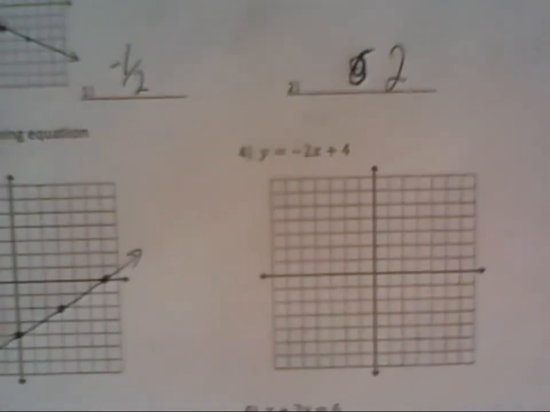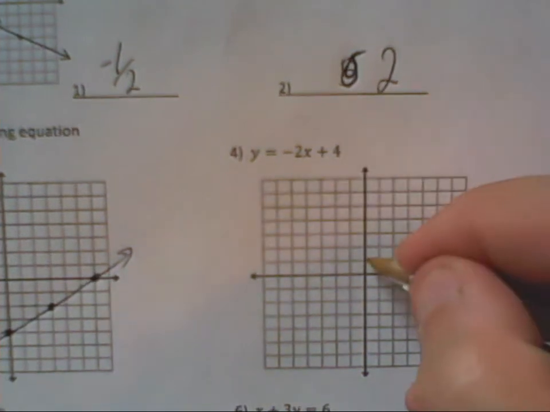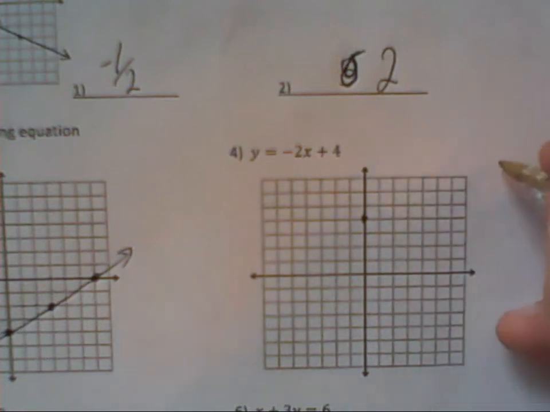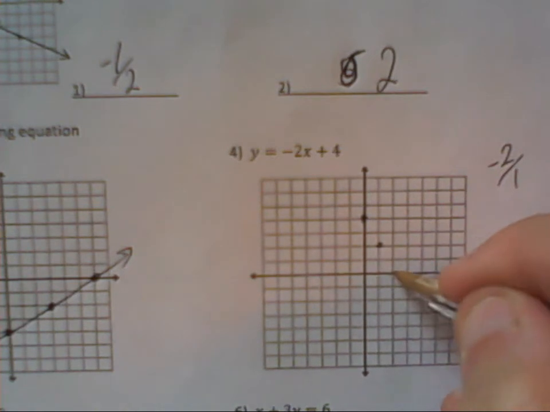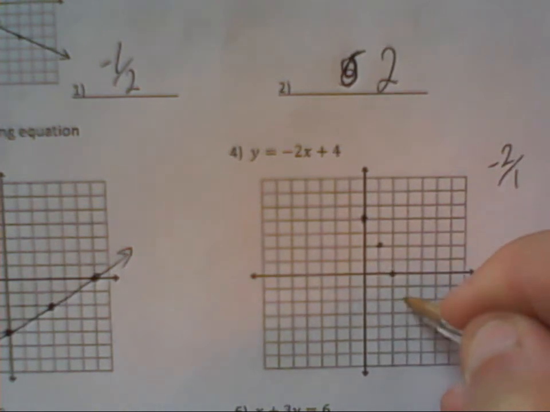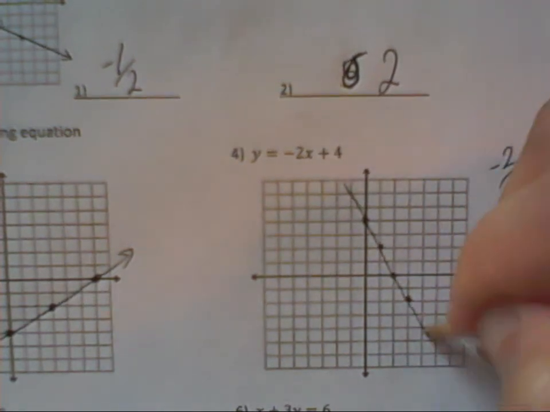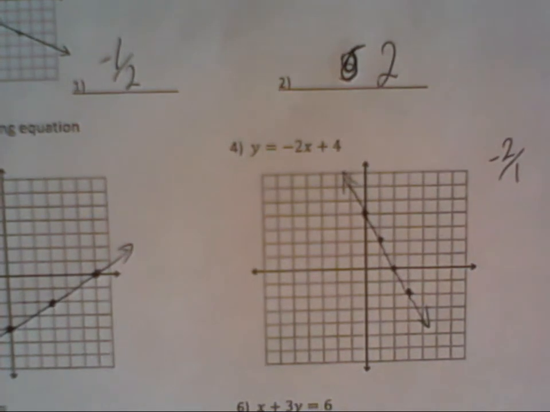And so this graph looks like this. If we take a look at number 4, same type of thing, except here the y-intercept is at +4, and the slope is -2. The -2 is the same thing as -2 over 1. So we're going to go down 2 and over 1, down 2 and over 1, down 2 and over 1. And all of those points, if you were to plug them into the equation, should be points that are on the line and make the equation true.